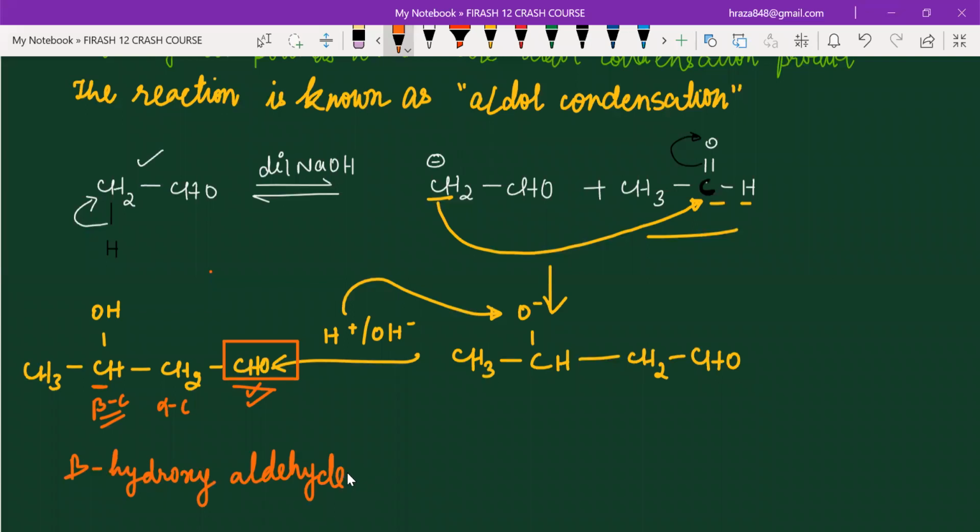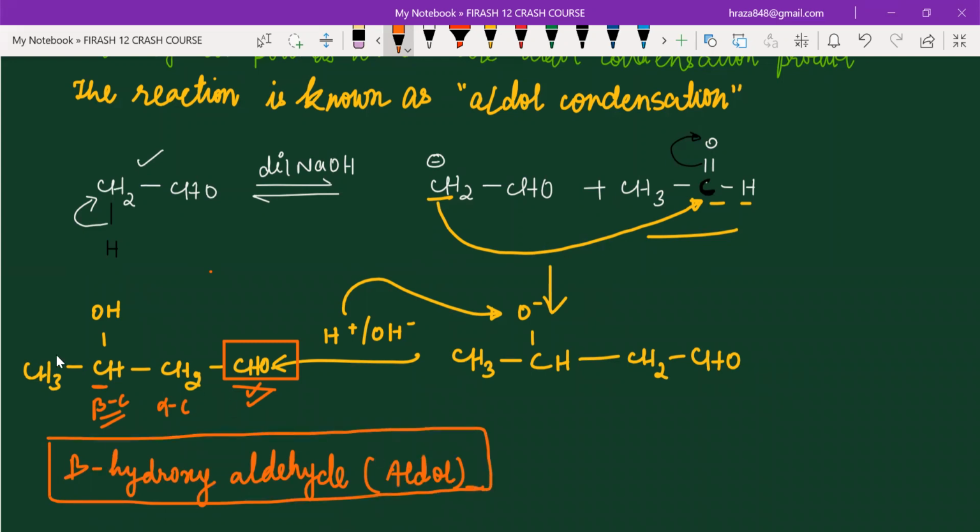Beta hydroxy aldehyde. Or we can write ald for aldehyde, ol for alcohol. So this product is also known as beta hydroxyaldehyde or aldol, or the reaction is known as aldol reaction. Are you getting my point? Yes or no? So this is only the aldol reaction. We need to do further for aldol condensation. Before that, I would like you to write all this and then let me know. Then I will go for the final step.